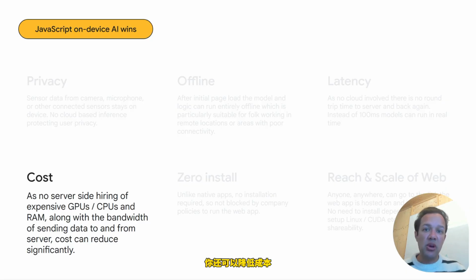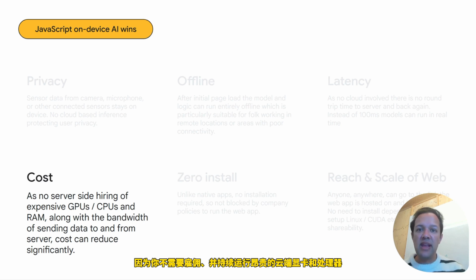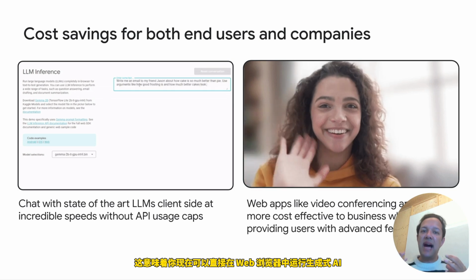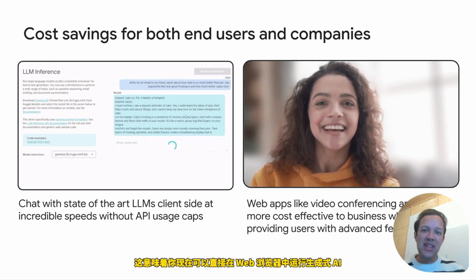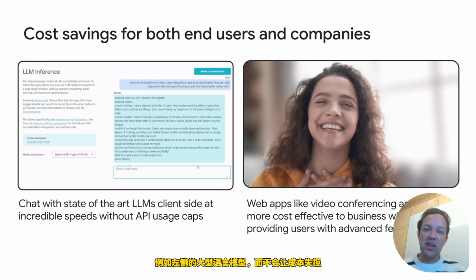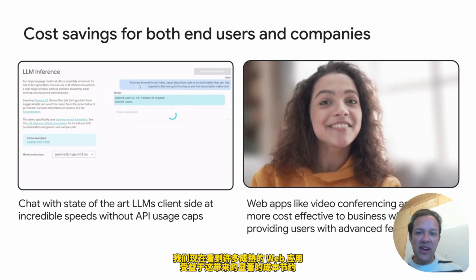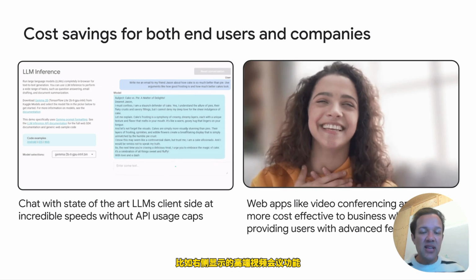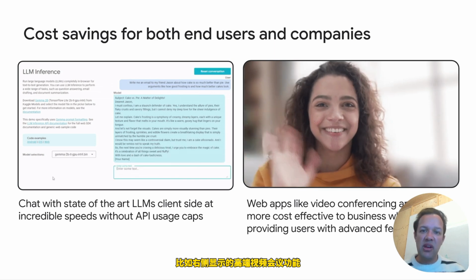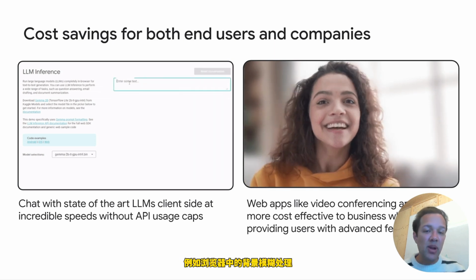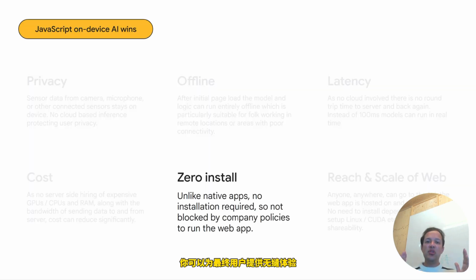Now, you've also got lower cost, as you don't need to hire and keep running expensive cloud-based graphics cards and processors, which means you can now run generative AI directly in the web browser, like this large language model on the left, without breaking the bank. And we're now seeing production-ready web apps benefit from significant cost savings, like the example shown on the right for advanced video conferencing features, such as background blurring in the browser. And even better, you can offer a frictionless experience for your end users, as no install is required to run the web page. Just go to a link and it just works.